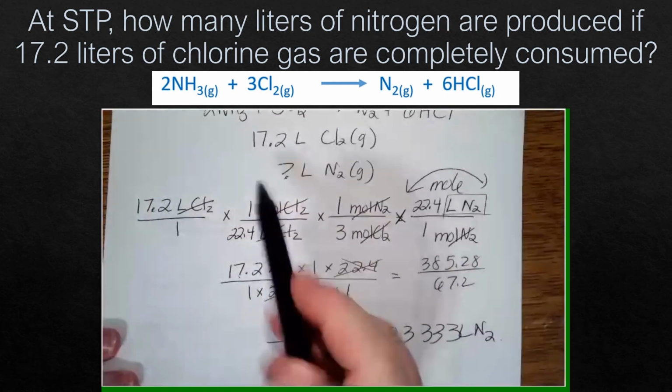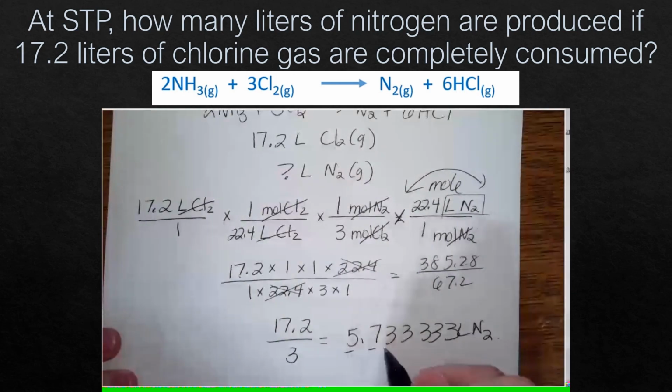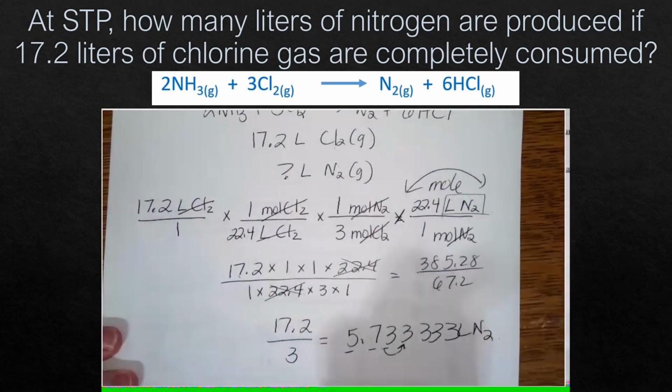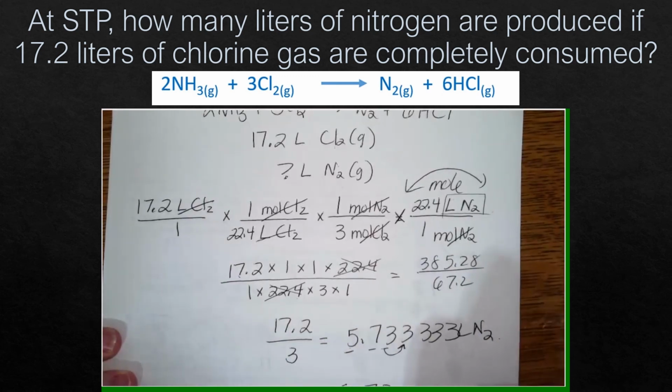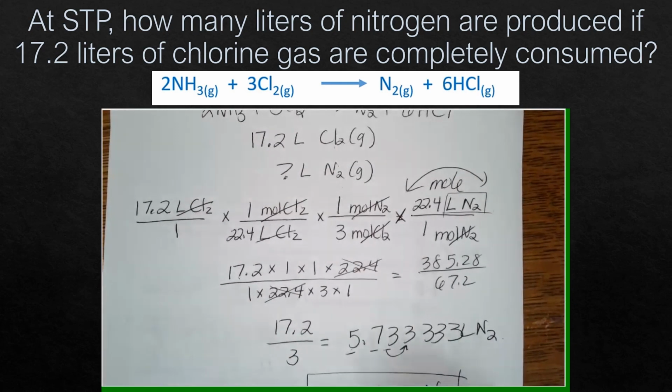Now I just check significant figures. I was given this number, so I need 3. 1, 2, 3. Look at the next digit. I do not round up, so 5.73 liters of N2. And voila, there you go.